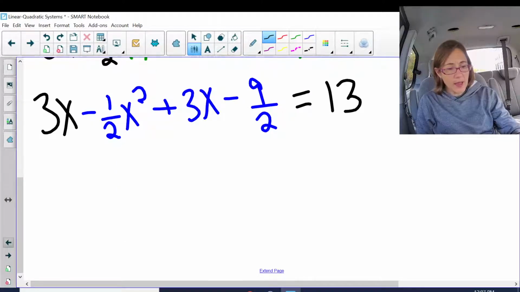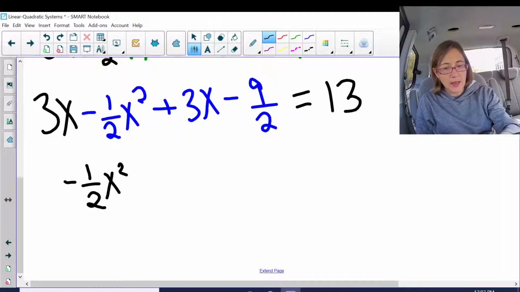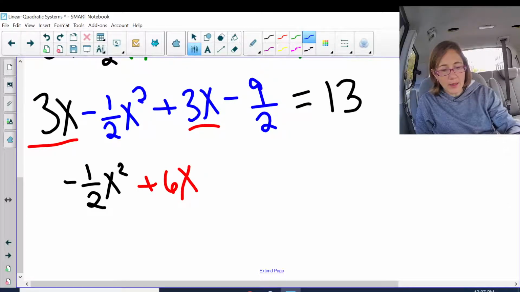I like to have my highest exponent first. So I'm going to put my negative 1/2 x squared first. And then we'll go ahead and combine these like terms. So that's going to give me a plus 6x. And then I'll bring down this minus 9/2. And my equals 13.